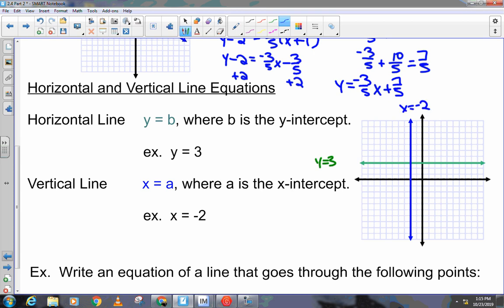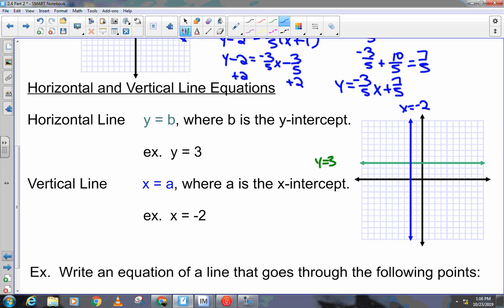Okay? So y equals is a horizontal line going through that number on the y-axis, and your vertical is going to be x equals some number, and it's going to cross the x-axis wherever it tells you it's crossing at. Because no matter what x is, y is going to always be 3. So x could be -4 or 5 or whatever that is, but y is going to be 3. Okay? And the same thing here. No matter what y is, x is going to be -2.